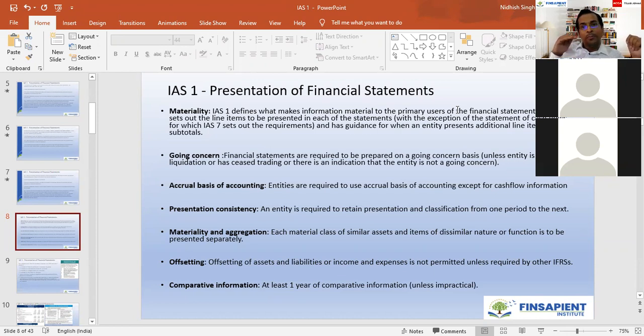But when we are talking about materiality in the first point, it is providing a general concept that materiality is such an important idea in the financial statement that if you find any information material, you need to separately disclose and talk about that.